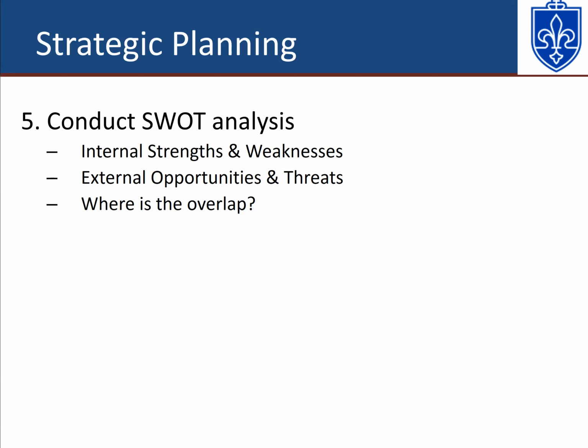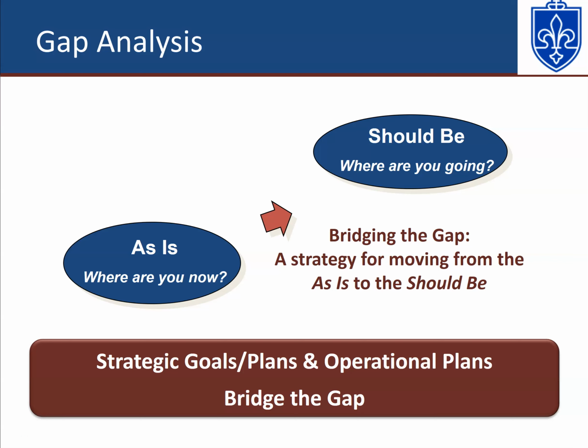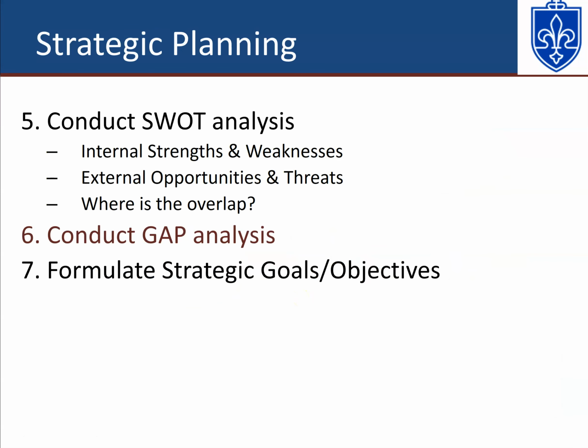And one of the questions that an organization can ask is, well, where is the overlap and the connection between these internal strengths and weaknesses and the external opportunities and threats? And this leads the organization then to a gap analysis. So where do they want to be? What is their vision? Where are they now, their current state, their strengths and weaknesses? And how are they going to bridge this gap? That's where the strategic goals and plans help bridge the gap.